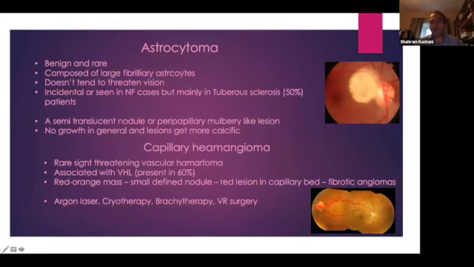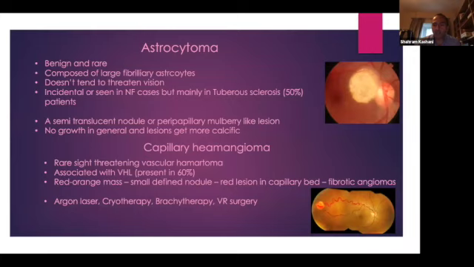Capillary hemangioma, I've lasered a few of these and they look very impressive. You can see in this picture just a very large vasoproliferative tumor there. And it is associated with a condition called von Hippel-Lindau syndrome, where you can get brain tumors and kidney tumors. So when you see this in the back of the eye, it makes you think about these other conditions.